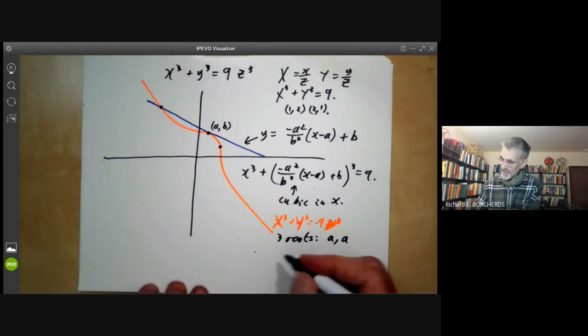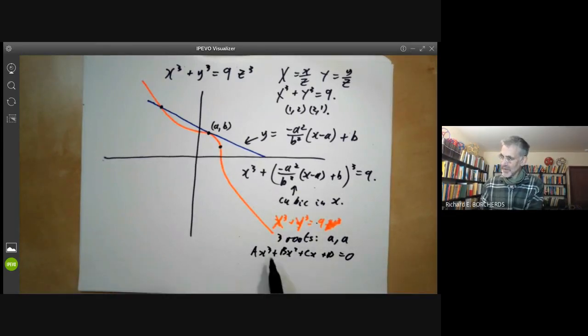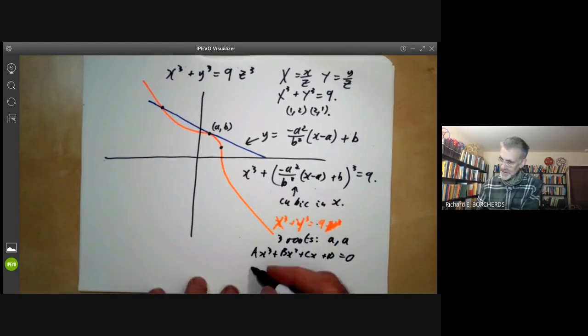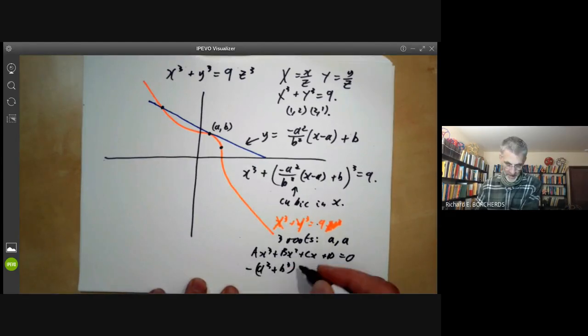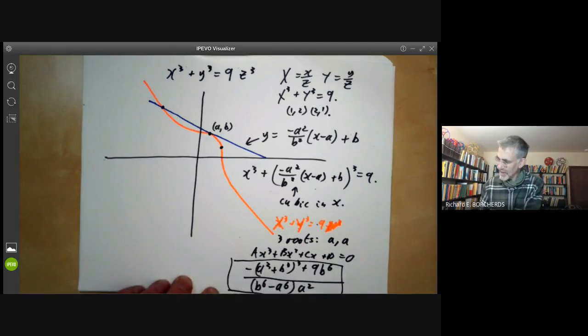Well, if you've got a cubic equation, something like ax cubed plus bx squared plus cx plus d equals naught, you know that the product of the roots is going to be minus d over a. So we can work out the third root just by saying the product of a, a and the third root is minus the constant term of this divided by the coefficient of x cubed. And if you work this out, it turns out to be minus (a cubed plus b cubed) all cubed plus 9b to the 6, divided by b to the 6 minus a to the 6. And then we have to divide by the two roots we thought of. You can simplify this a bit because we know a cubed plus b cubed is equal to 9, for example. But anyway, we have an explicit formula for the third root x. X is now equal to this. And similarly, you can find y.